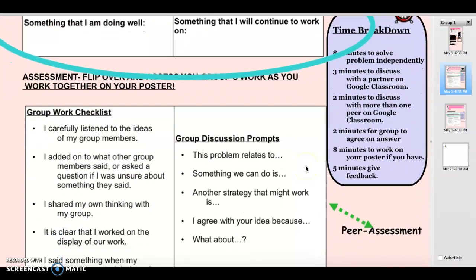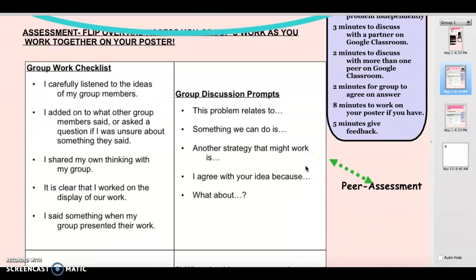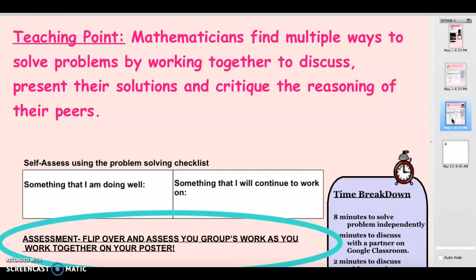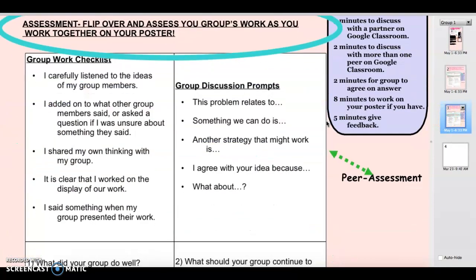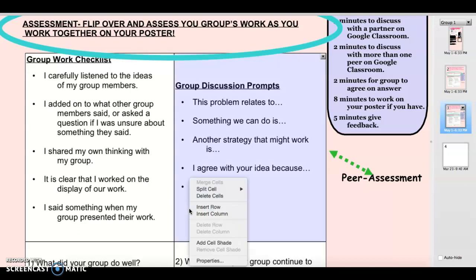Lastly, I want you to critique your peers. I want you to use the discussion prompts to really give some feedback. Really think about what did the student do well and what can the student work on, okay? Use the discussion prompts to think about what this problem relates to. I want you to make those connections. Think about another way that you can possibly solve the problem. If you're agreeing or disagreeing, express that. Use that language so that your peers can actually grow as mathematicians as well.